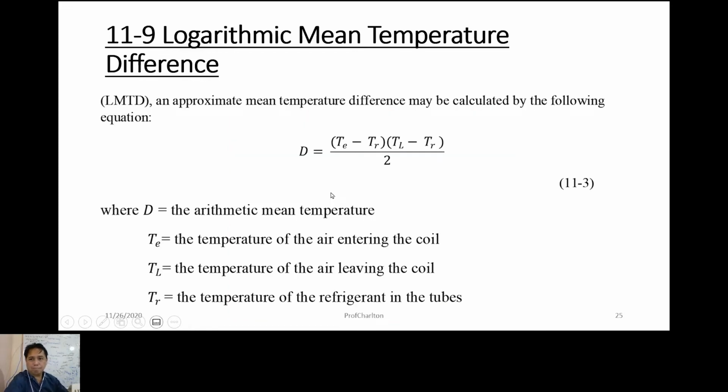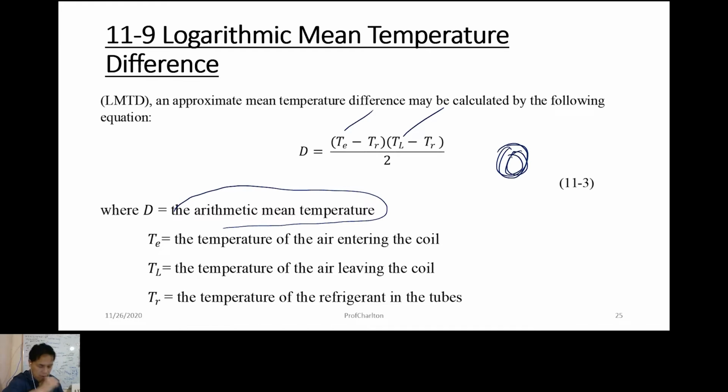So there's a formula for the difference. Now, D is the arithmetic mean difference. Arithmetic mean difference. TE is what? Temperature of the air entering the coil. TL is the temperature of the air leaving the coil. So, entering and leaving the evaporator coil.